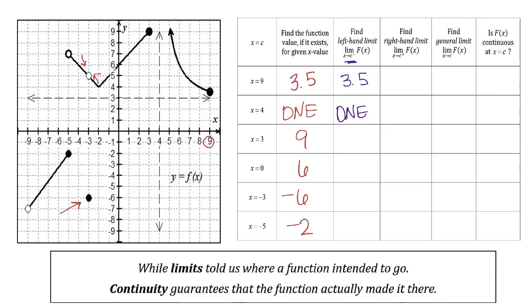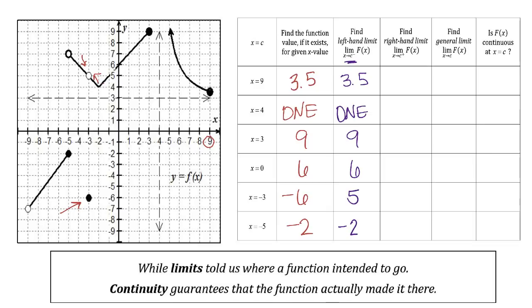Okay, what about 3 from the left? We're approaching 3 from the left. It looks like we're going to get 9. The next value should be 6. X is approaching negative 3 from the left. So negative 3 from the left, that might be 5. And then finally, the last one, we're going to be at negative 2.